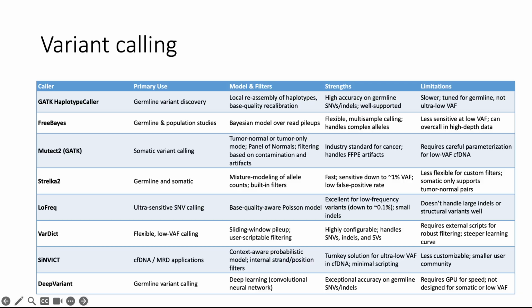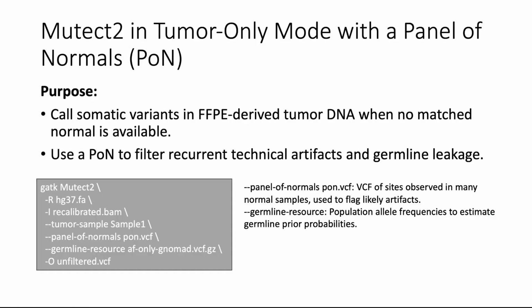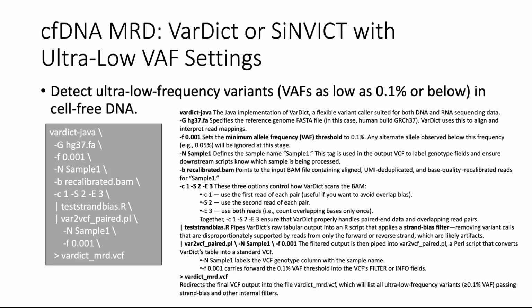And at the same time, it's totally possible to use multiple different variant callers and compare the results together to process different approaches. For example, you can use MuTect2 in tumor-only mode to call somatic variants in tumor DNA when not much normal DNA is available. Also, we can configure VarDict to catch ultra-low frequency variants also.